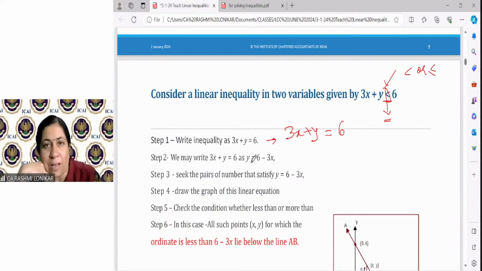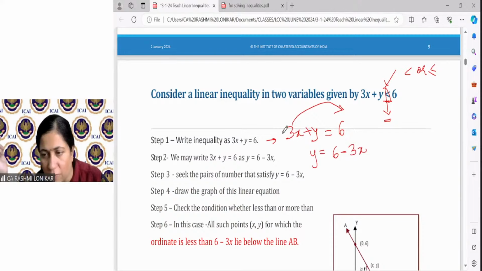So here I will write y. I keep it on the left hand side, and this 3x I will take over here. When any number crosses the equal to sign, it is going to change its sign. So this plus 3x will become minus 3x. So y is equal to 6 minus 3x. Why? Because it is crossing the equal to sign. So we may write y on the left hand side and all the others on the right hand side, and seek the pair of numbers that satisfy y is equal to 6 minus 3x. That is what we are going to do, and then draw the graph of this line.